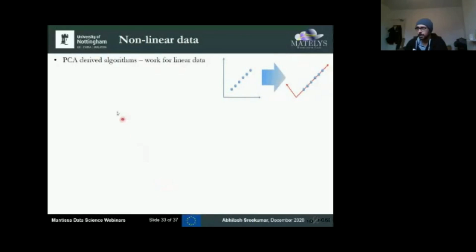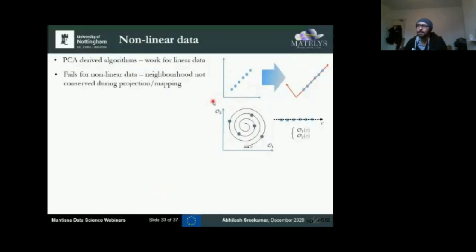Another limitation that this method has is that it cannot be applied to nonlinear data. PCA-derived algorithms only work for linear stuff. I think any of you from a machine learning background already know this, right? So something like this would work just fine. But what happens when you have nonlinear data, something like this? PCA will not work. You can try this out, but I can guarantee you that it will not work. Why is this? This is because the neighborhood is not conserved during the projection onto the reduced subspace.